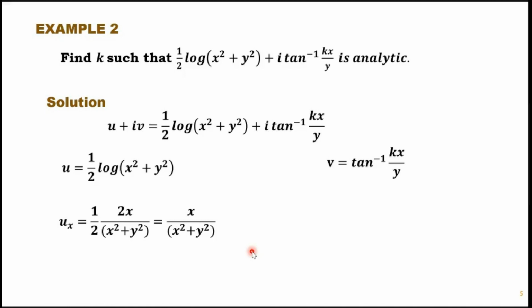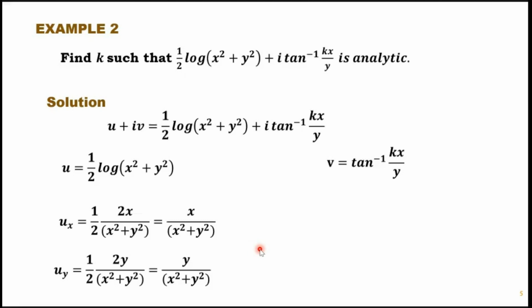Similarly, differentiate u partially with respect to y. The only thing is that the derivative of x square plus y square will become 2y. So ux is x upon x square plus y square and uy is equal to y upon x square plus y square. Next we have v. Now calculate vx and vy.